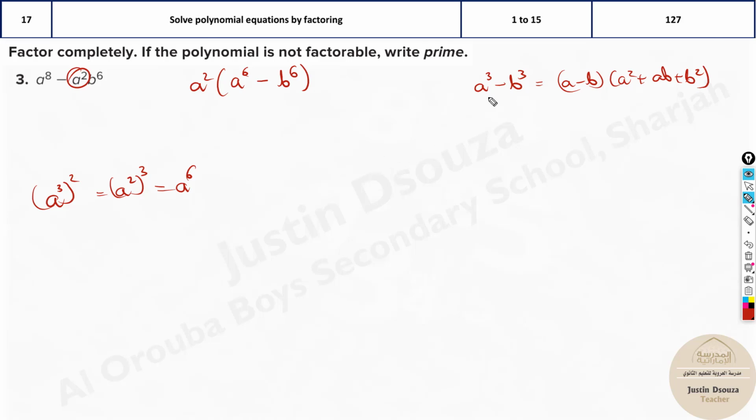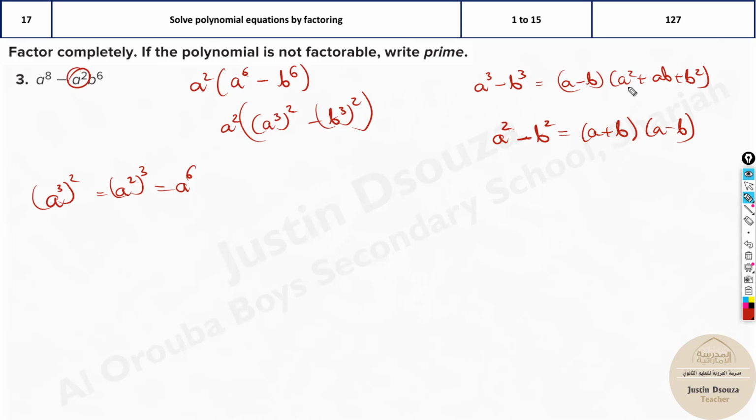So always in such cases, remember, this is the difference of cubes, and this is the most appropriate way to use it. But there is a squared outside, right? So if we write like this, say a squared into a cubed the whole square minus b cubed the whole square, this is another identity now. That is a square minus b square. Do you know this identity? It is (a plus b)(a minus b). Now, if you use this identity first, then simplifying the above becomes easier.